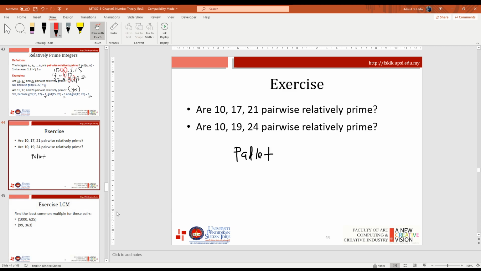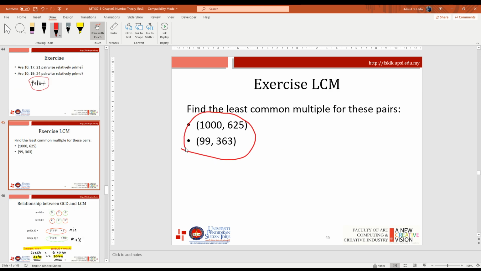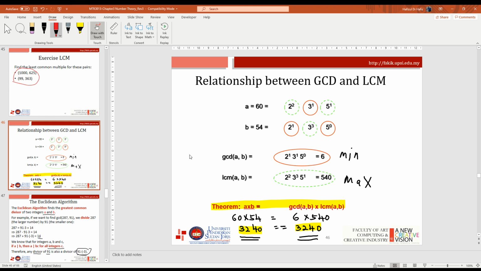Okay, for this one, you are required to submit in your Padlet. Also for this one. And then for the relationship between GCD and LCM, for the GCD we are looking for the minimum, for the LCM we are looking for the maximum. And then for the theorem, A multiplied by B, 60 multiplied by 54, is the same as GCD(A, B) multiplied by LCM. Same output.